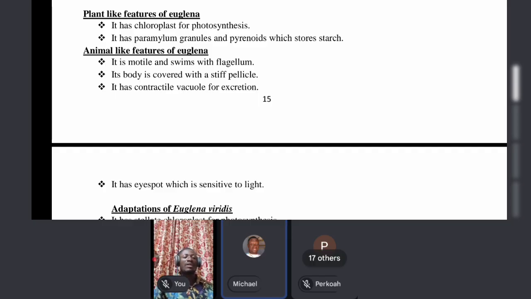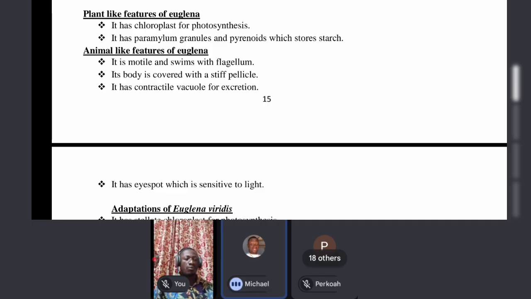So the body is covered with a stiff pellicle, which can also contract and relax to enable it to move via the Euglenoid movement. It has a contractile vacuole for excretion, as you can see over there. These are animal life features, and an eye spot for light sensitivity. We can also talk about the mouth and gullet for feeding.